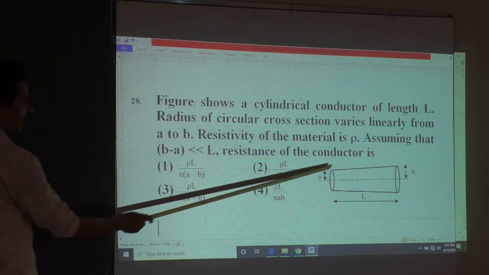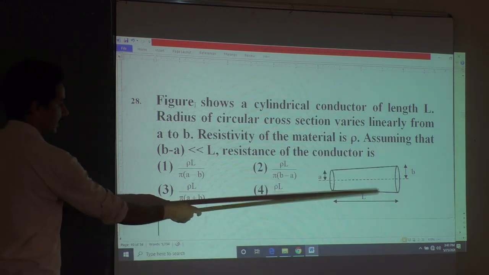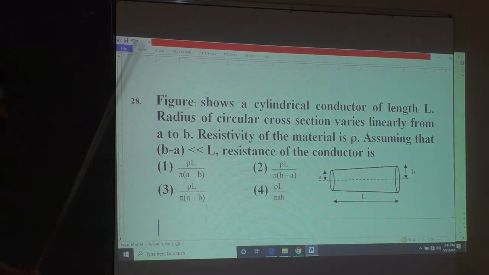Suppose this is the copper rod. Even if you cut it here, it is copper. Here, if you cut it, it is copper. So resistivity is rho. It doesn't change. Assuming that B minus A is much lesser than L, so that you can neglect it, the change is very small compared to the length of the rod, then the resistance of the conductor is.